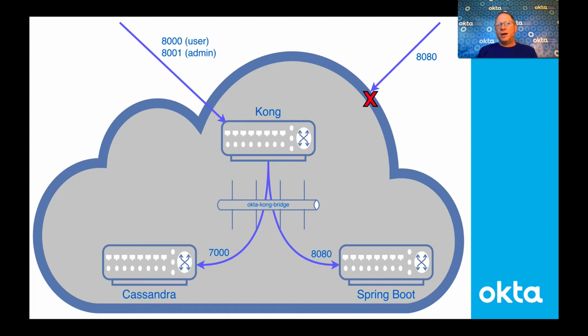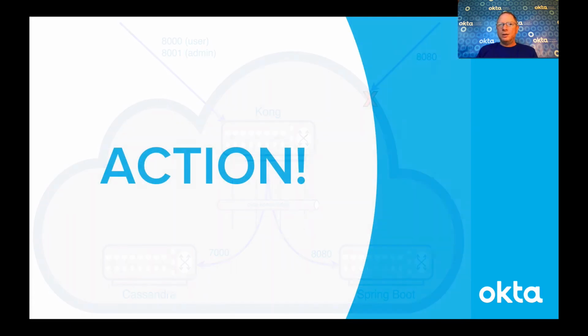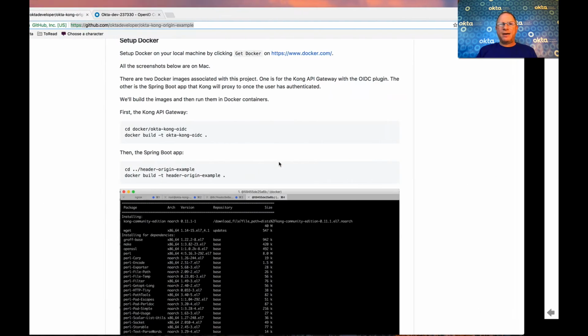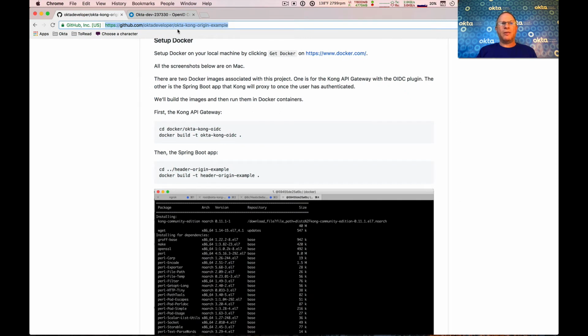The only container that can connect to my Spring Boot container is the Kong API gateway. So let's check all of this out in action. I have a project set up that I'll give you the reference to at the end here. It's called Okta Kong Origin Example, and it has everything that you need, the Docker definitions and the Spring Boot app, in order to get this whole thing set up.